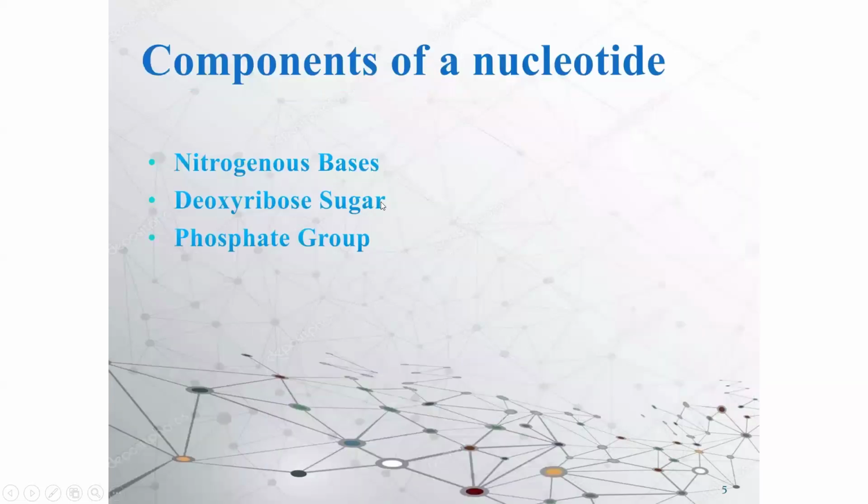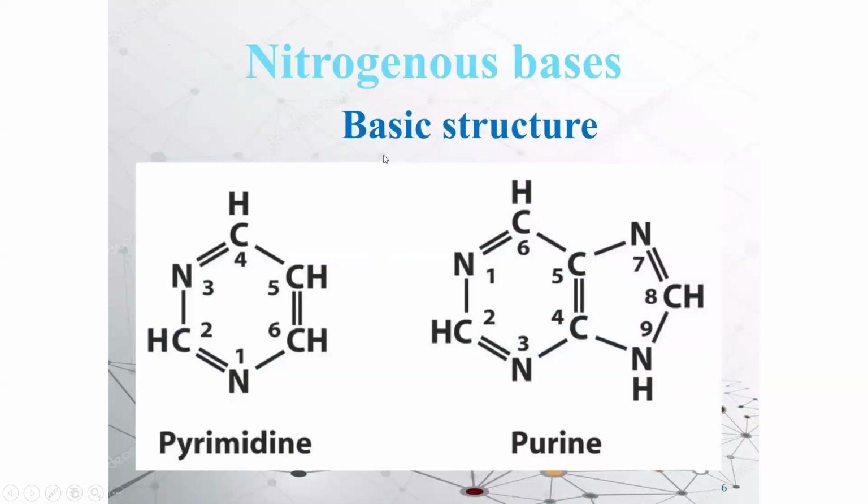The main components of these nucleotides are nitrogenous bases, deoxyribose sugar, and a phosphate group. Generally in DNA, deoxyribose sugar is present, whereas in RNA, ribose sugar is present, along with the phosphate group. These are the main components. The nitrogen bases, by basic structure, are pyrimidine and purine.